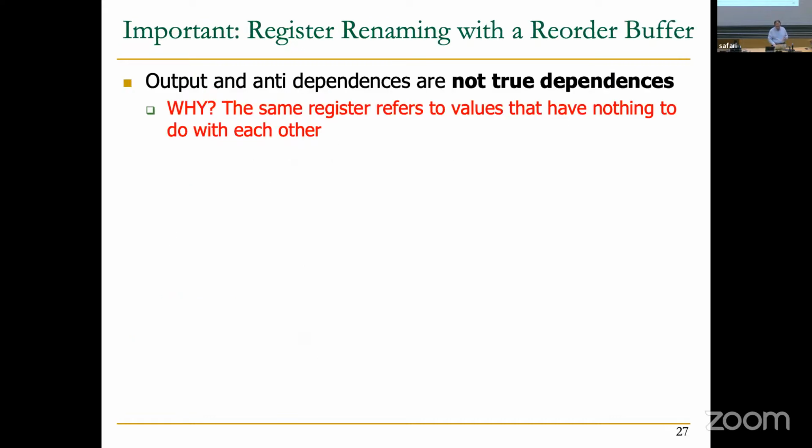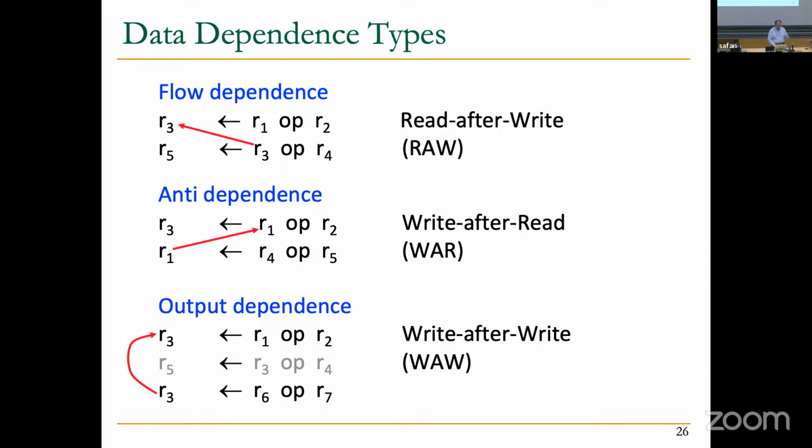We call these anti-dependences because they are not really real. The reason we are using the same register, R1 and R1 for the anti-dependence, and again R3 for the output dependence, is that we have a limited number of registers, right? Imagine that we don't have that limitation and we had whatever we need, an infinite number of registers. Then we wouldn't have this problem, right?